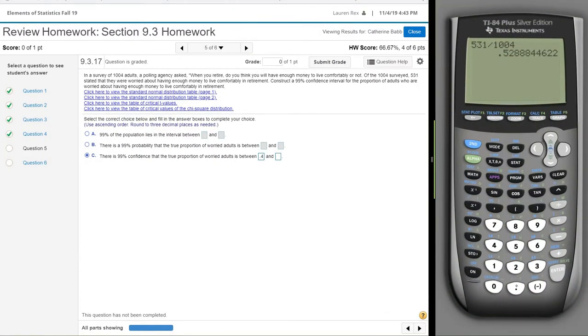We can use the 2.58 times a big square root of that previous answer, the p hat, times 1 minus that previous answer, and divided by the sample size, 1004. See how the square root goes over the whole thing, so everything has to be square rooted there. For a margin of error of 0.040644, etc.